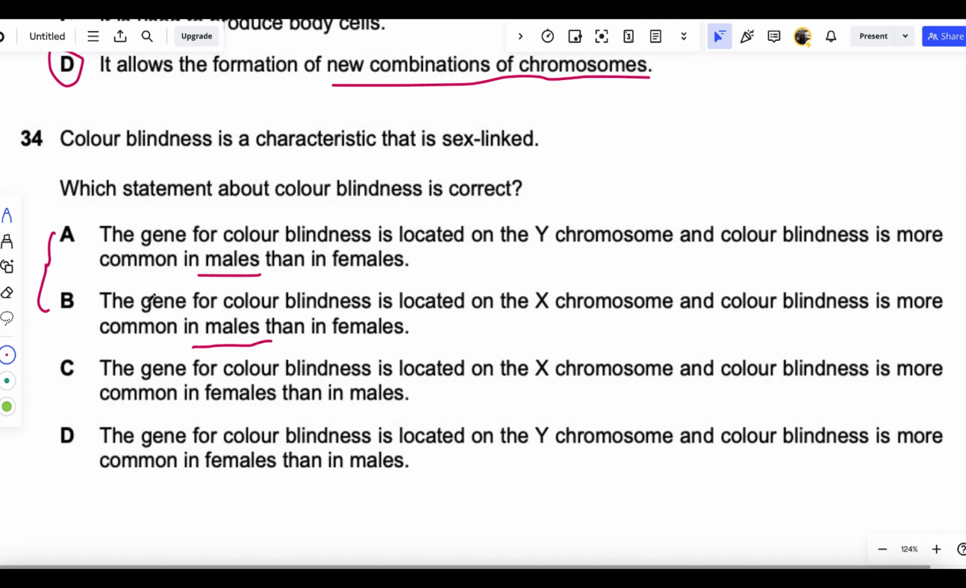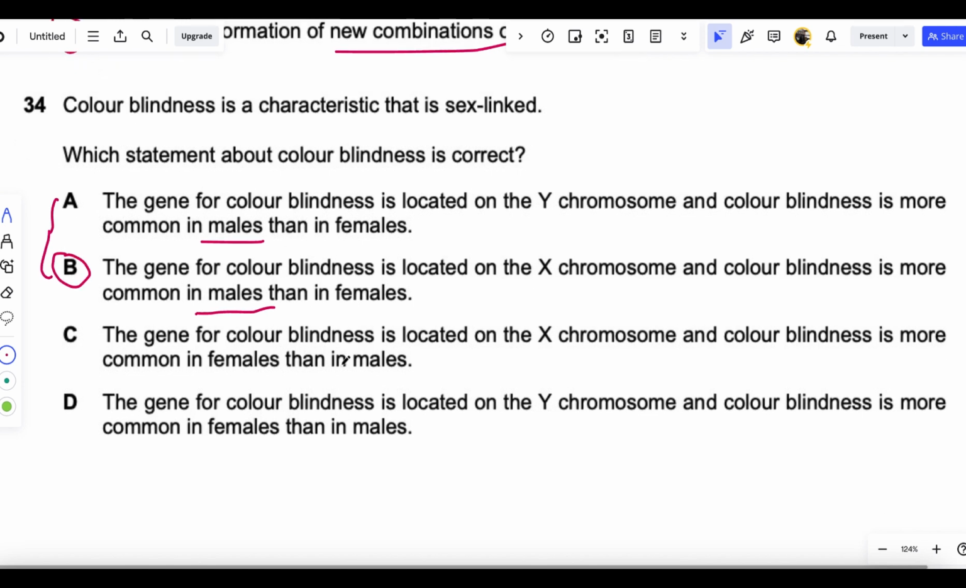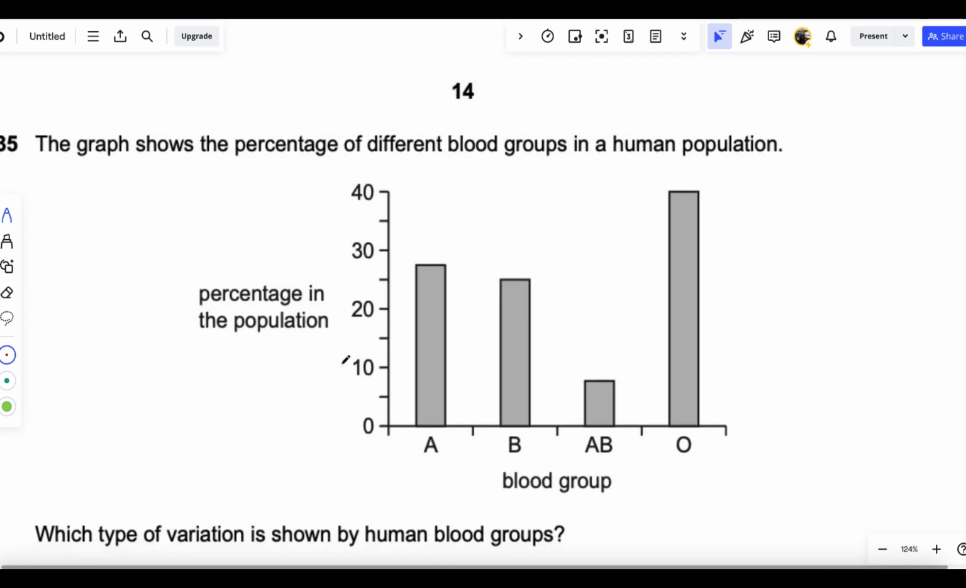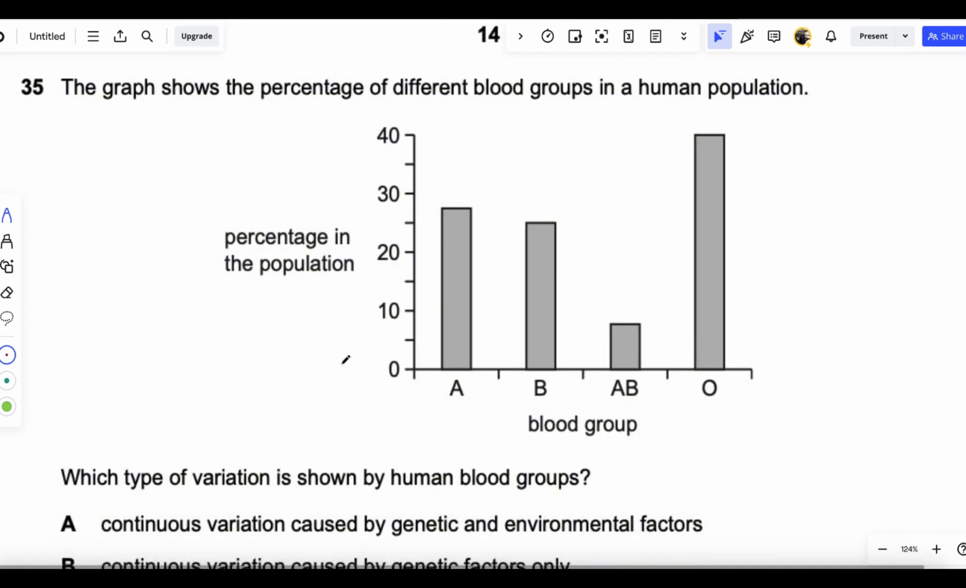Now let's look at whether the gene for color blindness is located on the Y chromosome. No, it's not on the Y chromosome, it's on the X chromosome of the male. So B is the most correct one: the gene is on the X chromosome, and it is more common in males than in females. Now question 35.